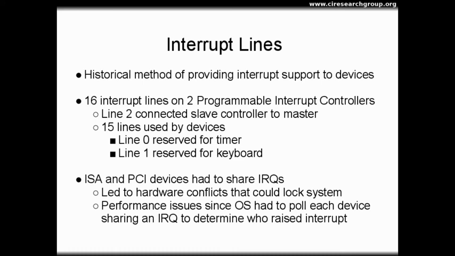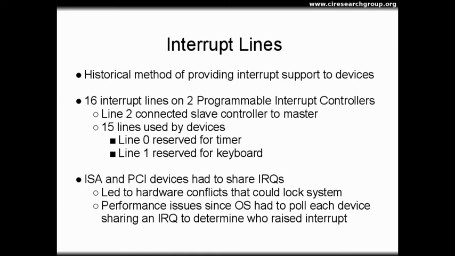ISA and PCI add-in devices actually had to share interrupt request lines, and this sharing could lead to hardware conflicts that could lock up the system. It was thus up to the system owner to manage the sharing by setting little jumpers on the add-in cards so that the cards were using different IRQ lines.